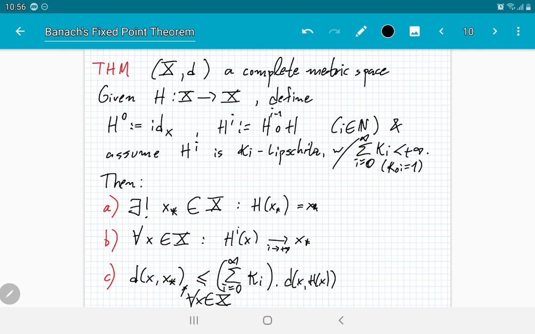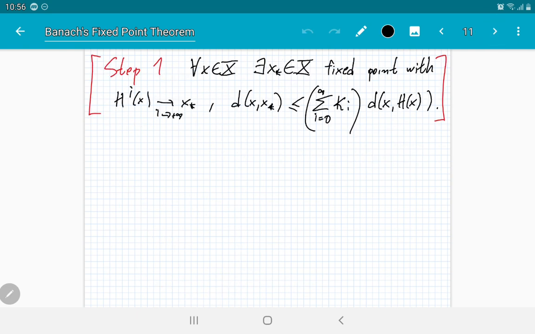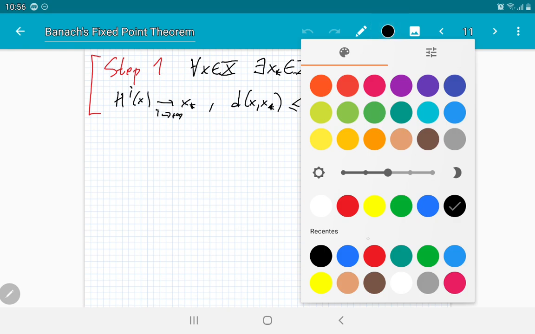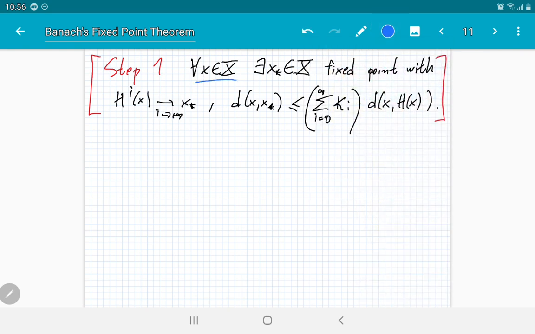So there's an X star missing here. And what I'm going to do is I'm first going to prove existence of a fixed point and convergence to it, meaning the following. I'm going to argue that if you take any point in X and compute the iterates of X, these iterates converge to a fixed point. I don't know yet that it's the unique fixed point, but they do converge to a fixed point. And moreover, this fixed point is at a distance from X which is bounded by this formula I gave in part C of the theorem.